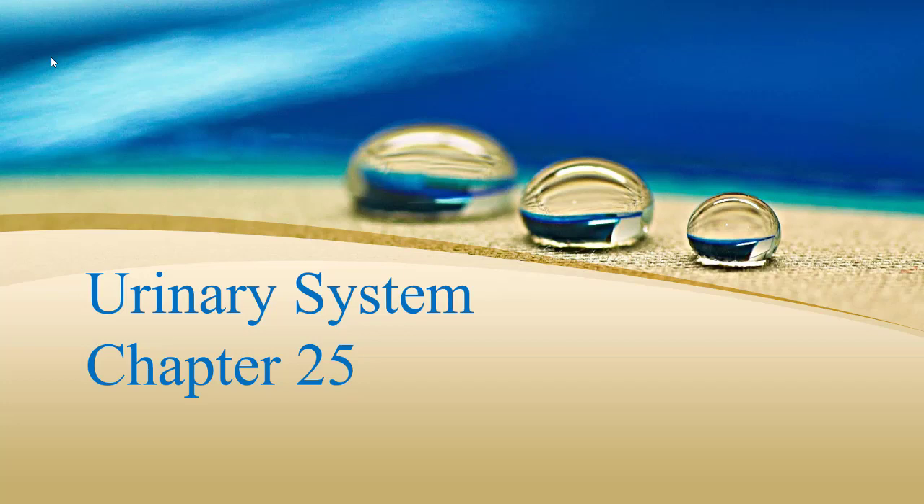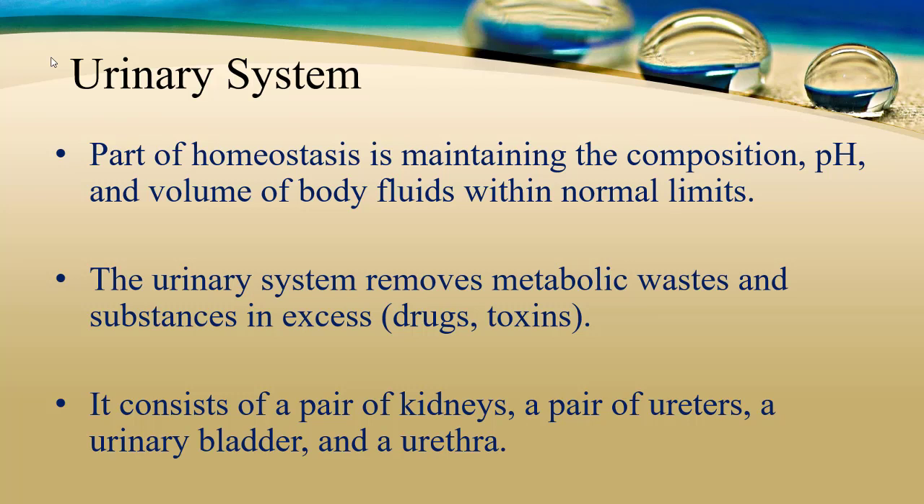In this video, we will discuss Chapter 25 from the text, the urinary system. A big part of maintaining homeostasis, that stable internal environment, is being able to maintain the composition, the pH, and the volume of our body fluids within a certain normal range, a certain limit. And a system that plays a big role in this is the urinary system.